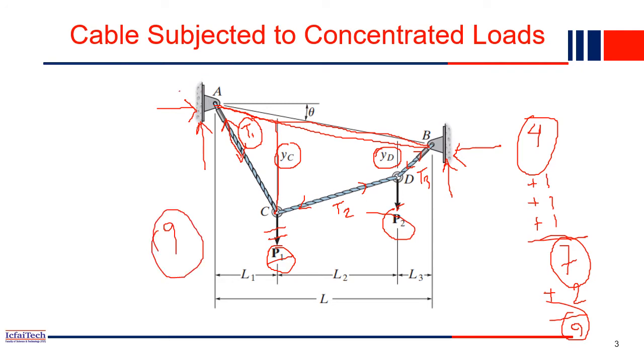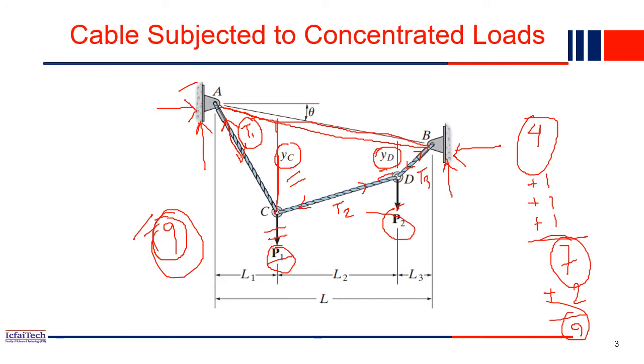So 4 support reactions, 3 are the forces in each cable segment, and 2 unknowns are the sag in the cable. So total 9 unknowns are there. So we have to calculate all the 9 values to design.